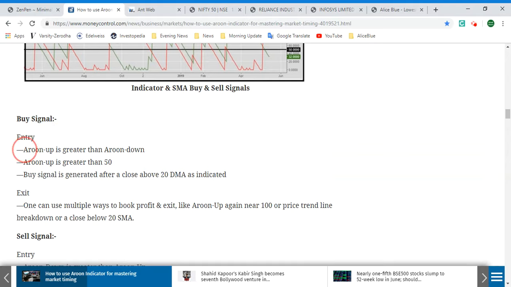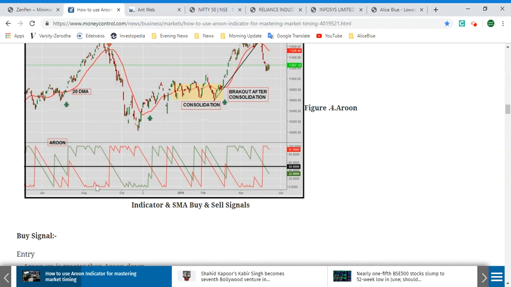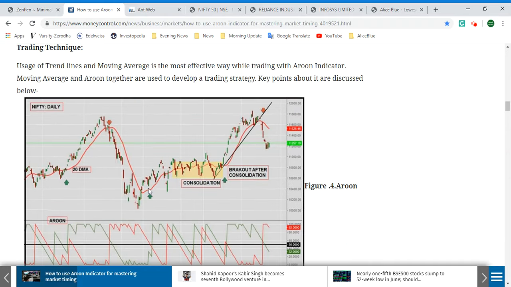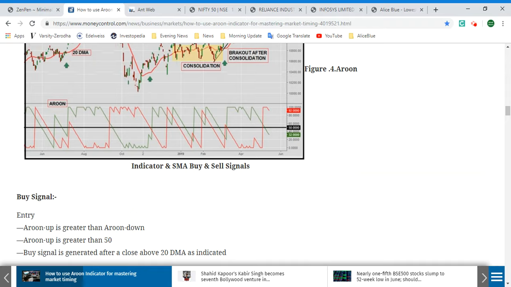For the entry point, Aroon up is greater than the Aroon down, and the Aroon up is greater than 50, and the buy signal is generated after a close above the 20-day moving average. So this will be the 20-day moving average line. The closing price will be above the 20-day moving average line, which is here. And the Aroon up is greater than 50, and the Aroon up is greater than the Aroon down. That's why we have it here.